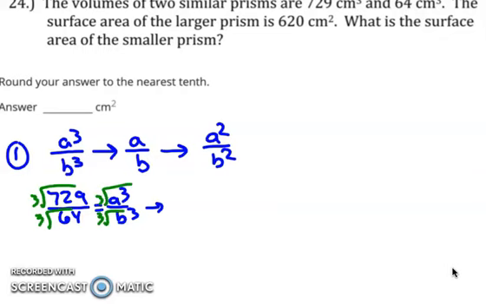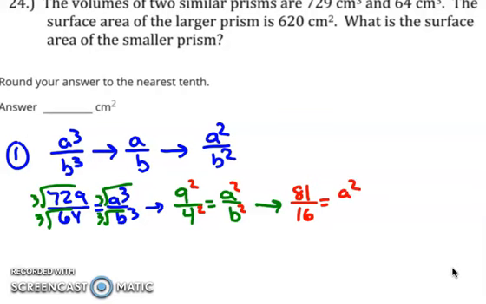Okay, so the cube root of 729 is 9. The cube root of 64 is 4, 4 times 4 times 4. So that is equal to a to b. We want to turn that into a squared to b squared, so we want to square everything. Okay, so we have 81 over 16 equals a squared to b squared.